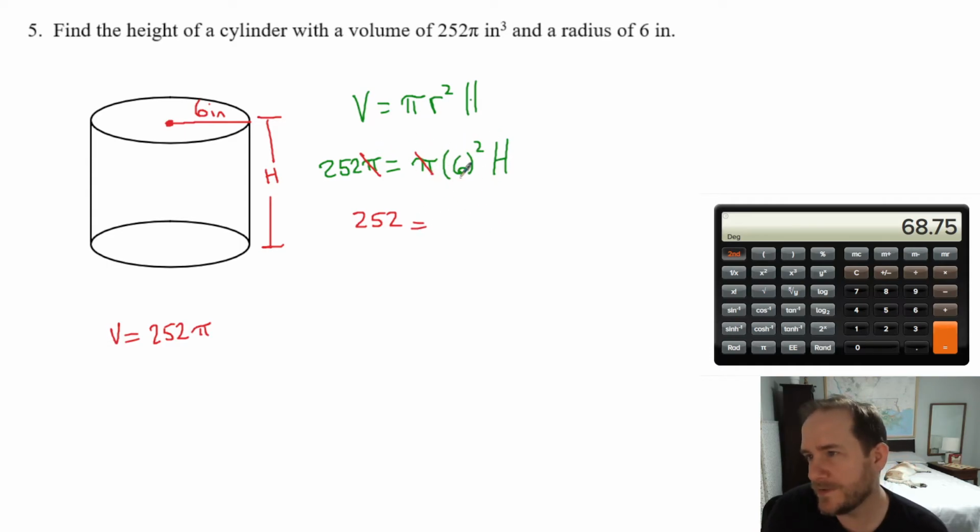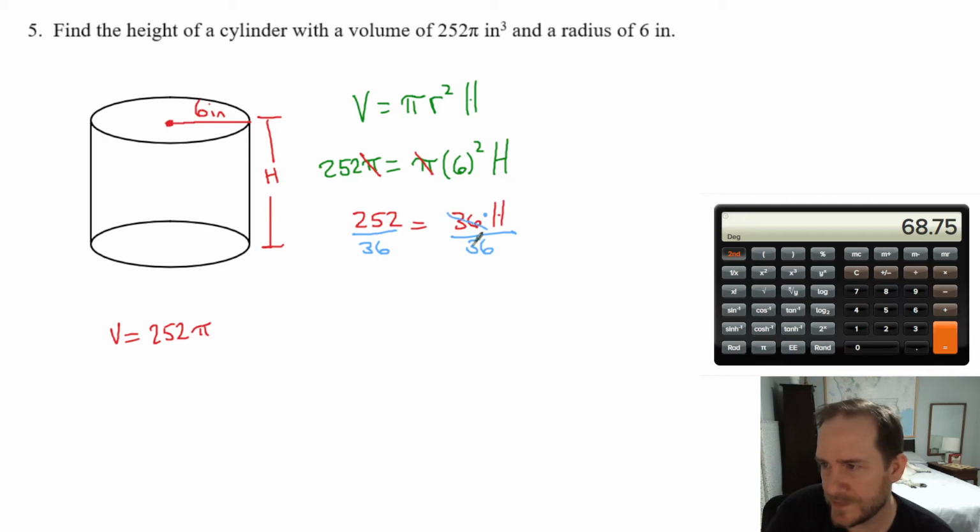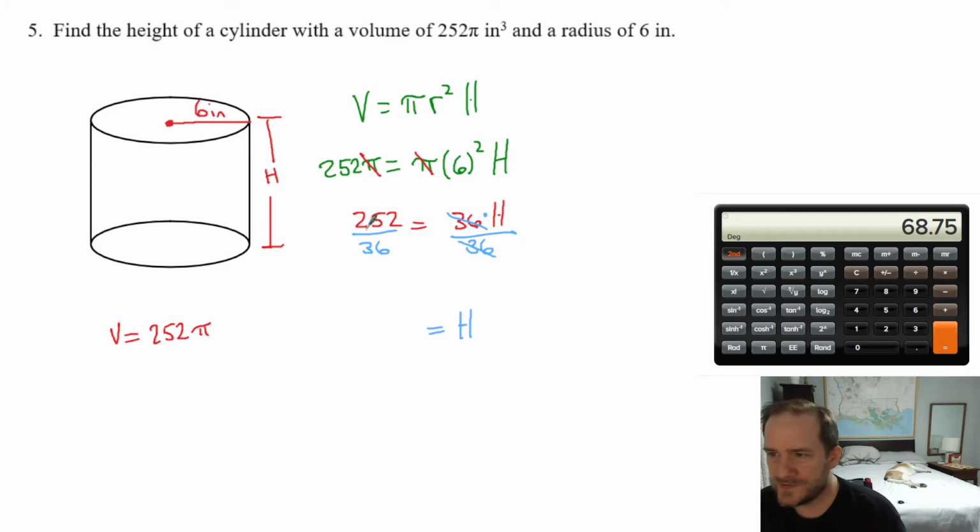They canceled. So square the 6, you get 36 times the height. And of course, it's basic algebra. If I want to solve for the height and I'm multiplying by 36, then I need to divide both sides by 36. That'll get these 36's to cancel and leave me with plain old h. And so we can see our answer is going to be whatever the 252 divided by 36 is.